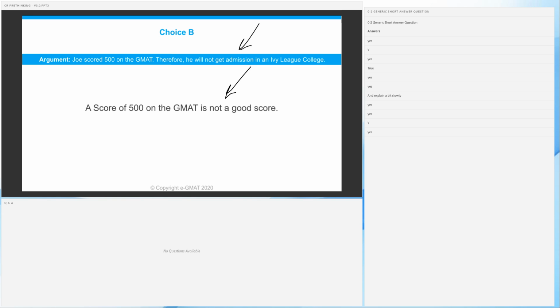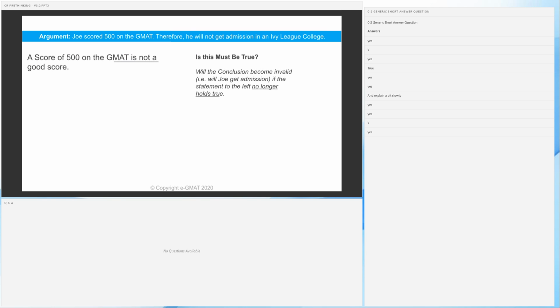Let's go back to this. So a score of 500 on the GMAT is not a good score. And let's evaluate this using the same process. Now, I know this is an obvious answer choice. Many people can reject it without going through this process. And this is a fairly easy example. But the reason why I have this example is because once you understand the process on this example, you're going to be able to apply it on much more challenging examples.